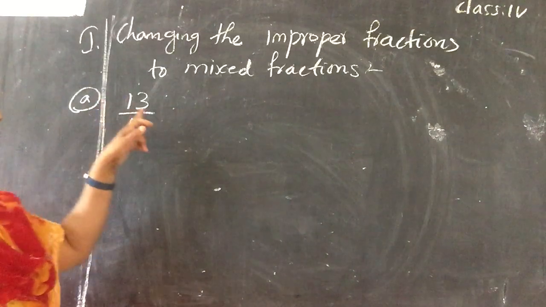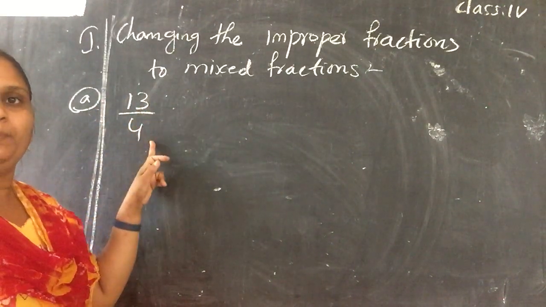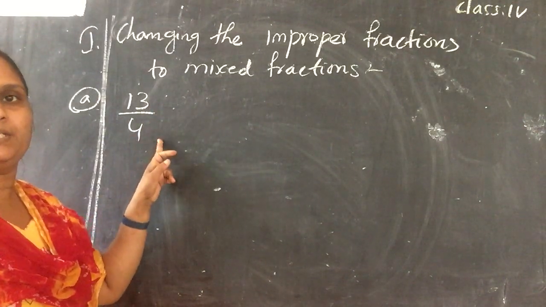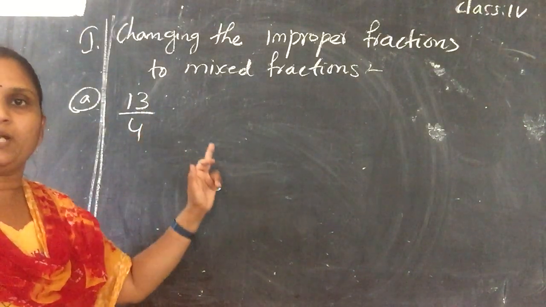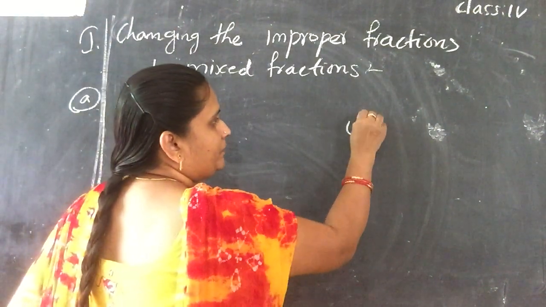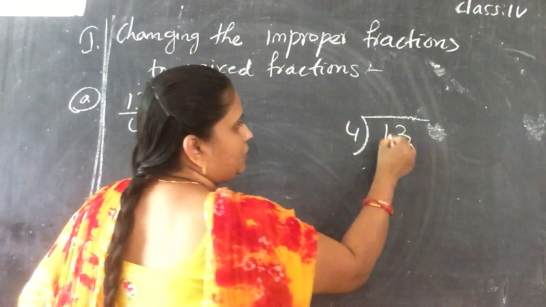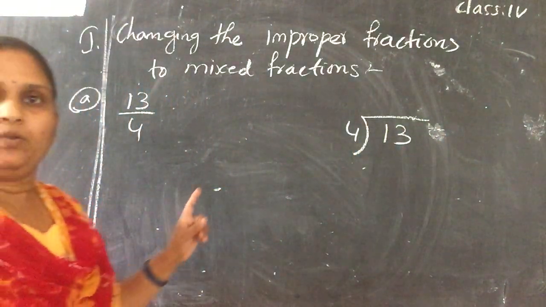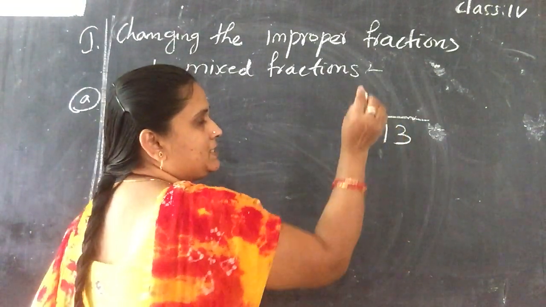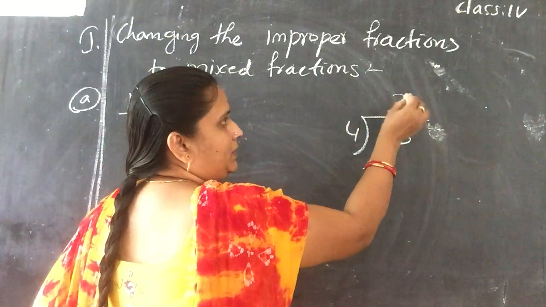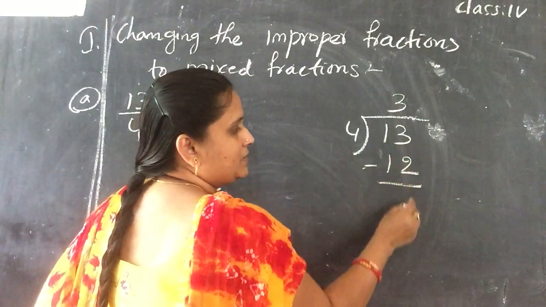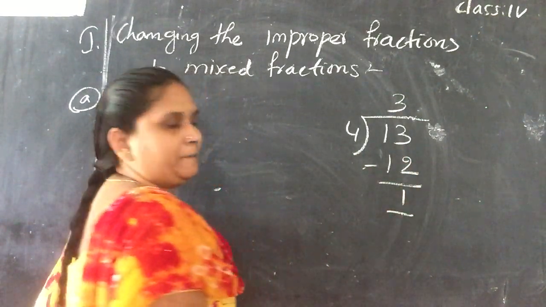Okay, 13 by 4. Here numerator is greater than denominator, so this fraction will be known as improper fraction. This improper fraction now we have to convert into mixed fraction. How to do means, with the denominator you have to divide the numerator. Only once you have to try it. 4 table 13, how many times it will be multiplied means only 3. 4 3s are 12 we are getting, and after subtracting, 13 minus 12, the remainder will be 1.